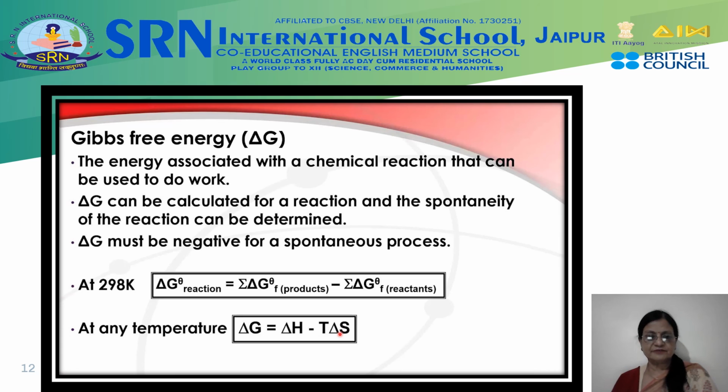At 298 Kelvin, delta G naught of the reaction is equal to the summation of delta G naught of products minus the summation of delta G naught of reactants. And at any temperature, delta G is given as delta H minus T delta S, where delta H is the enthalpy change, capital T is the temperature, and delta S is the entropy change. And that gives the delta G.